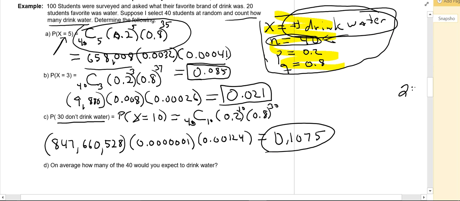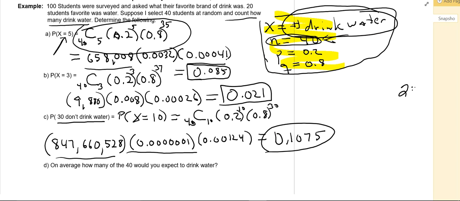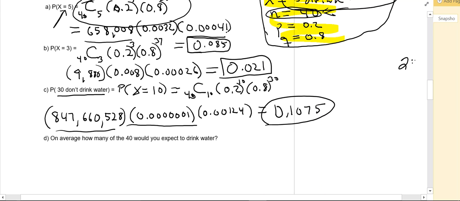That's why you do have to be careful when you do round, okay? That sometimes very large numbers mixed with very small numbers can result in something in between, right? Okay, so last question on this one. On average, how many of the 40 workers would you expect to drink water?